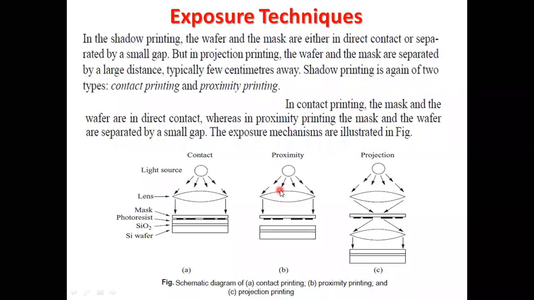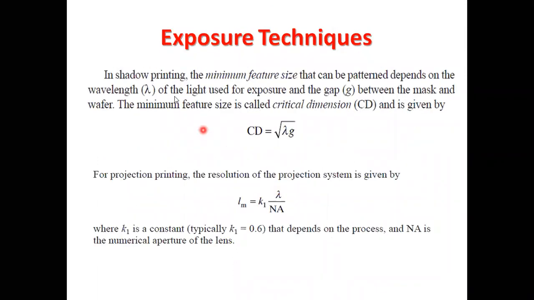Now let us see the formula of the feature size or the critical dimension or the numerical aperture in the next slide. Now in shadow printing, the minimum feature size that can be patterned depends on the wavelength, that is the lambda, of the light being used for exposure and the gap G between the mask and the wafer. The minimum feature length is called the critical dimension, that is CD, and the CD is given by root over of lambda G. Okay, the lambda is the wavelength.